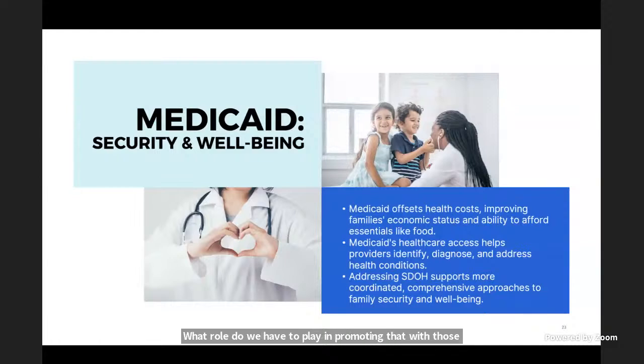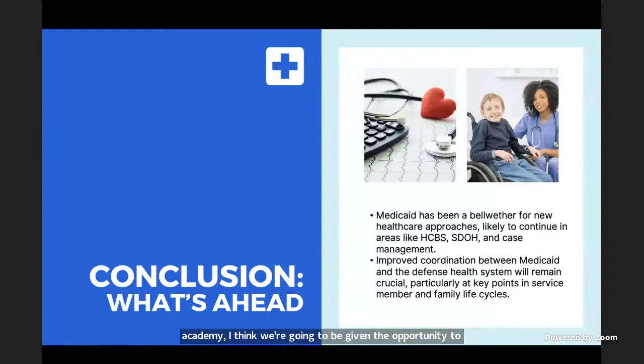As we go forward with the Military Family Readiness Academy, I think we're going to be given the opportunity to look how we're addressing this from many different angles. I would stress too that Medicaid has been a bellwether for new approaches and it will continue to be. That we need to continue to improve the connections between Medicaid and the defense health system.